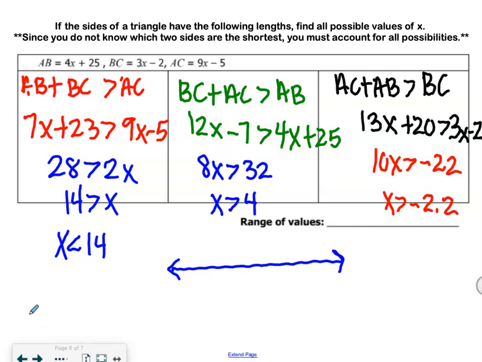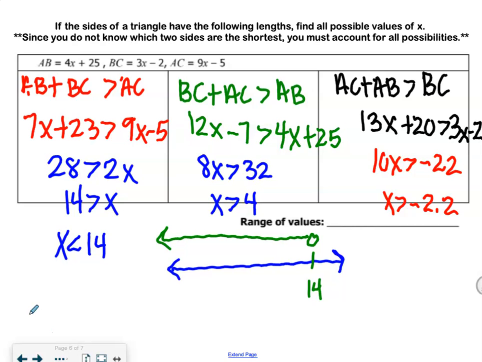This one says x is less than 14, so I'm just going to put 14. Now what way is less than 14? To the left or to the right? To the left. So now just draw a little arrow going like this. It's an open circle because it's not equal to. It's closed if it has one of these symbols.